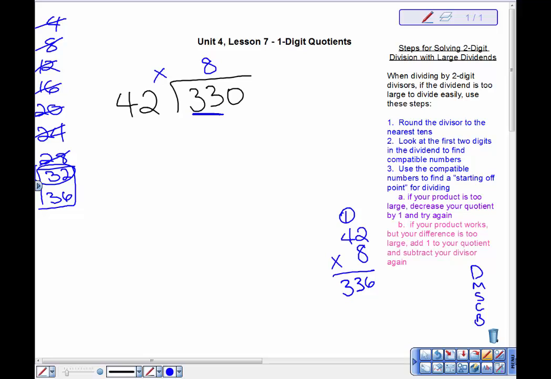Now hold on, if I look, wait a minute, 336 is bigger than my dividend. The number that I got when I multiplied 42 8 times, that's bigger than 330. So 8 has to be too big. If I come over to my steps, and look right here, it tells me if my product, so when I multiply, this is my product, it's the answer to a multiplication problem. If your product is too large, decrease your quotient, that's 8, the answer to a division problem. Decrease your quotient by 1 and try again.